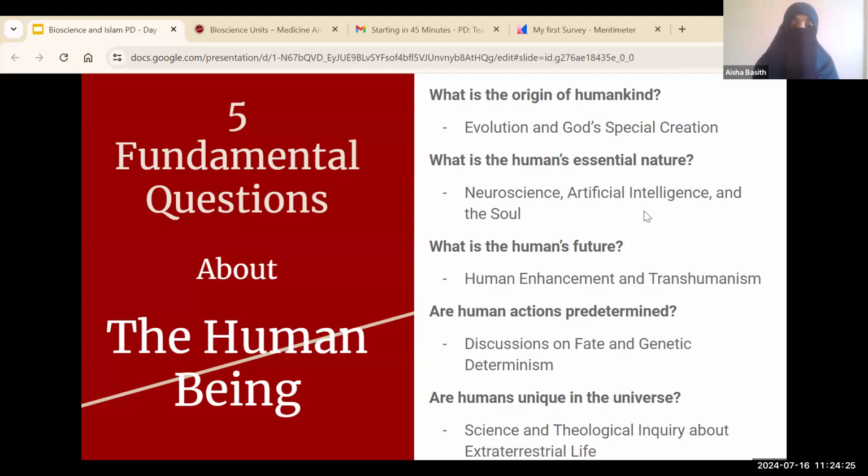And then inshallah, we'll move forward to the age-old, mind-boggling question of predestination, right? Are human actions predetermined? Here we'll discuss fate and genetic determinism, so we'll cover some of that genetics that people were asking about as well, inshallah. And then last but not least, we have, are humans unique in this universe, right? Here we'll have a science and theological inquiry discussion about extraterrestrial life, so more beyond this world that we know.